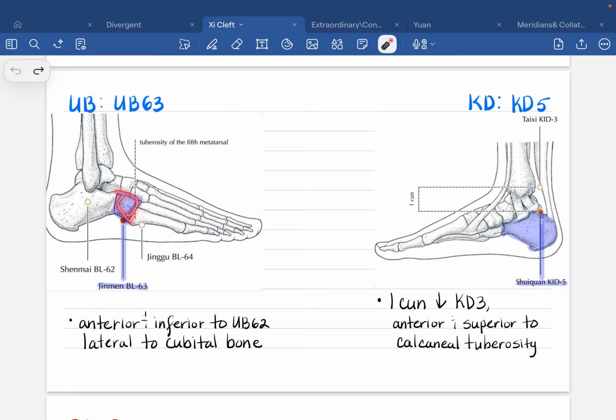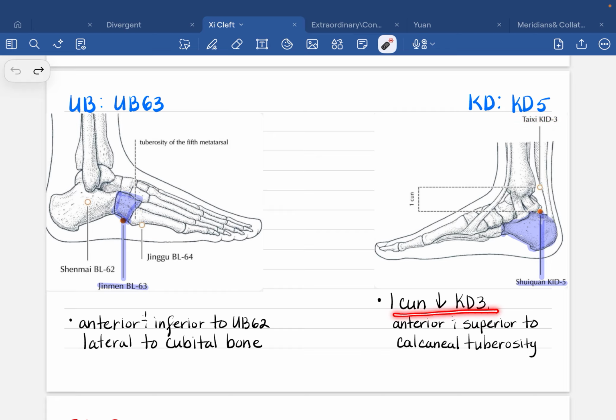It's also associated with the cuboid bone, being that it's lateral to it, meaning this is the bone, and we say lateral means the outer, right? So that's why it's lateral to the cuboid bone. This is also a landmark point, a landmark wording right here. So remember that.